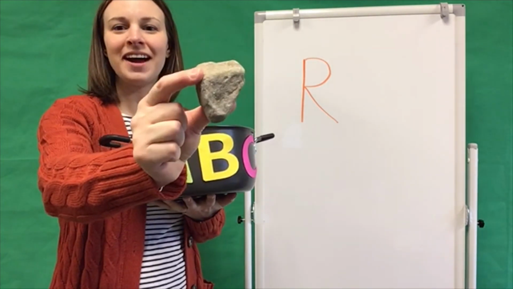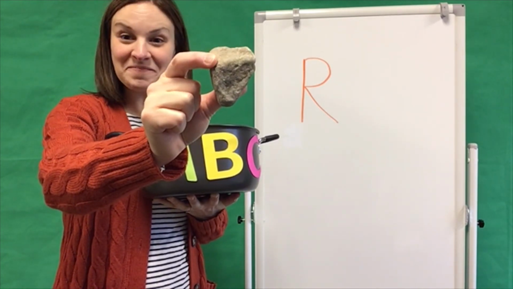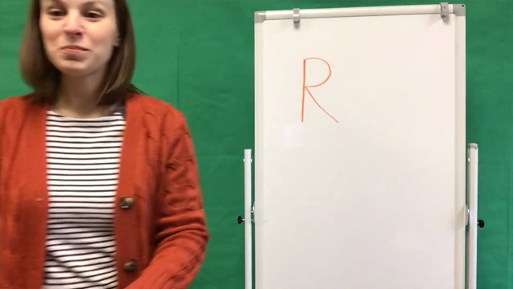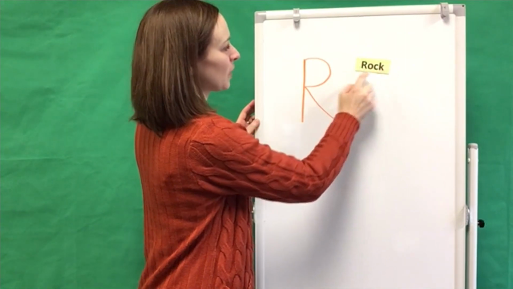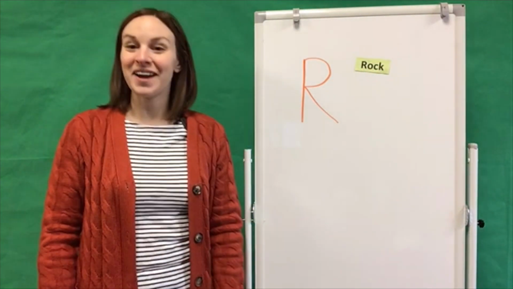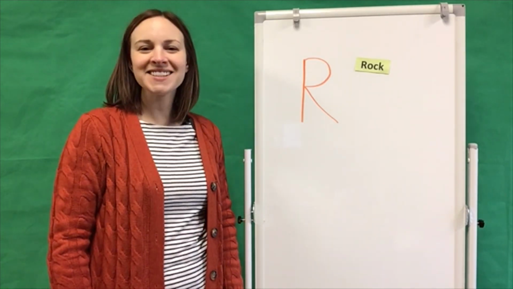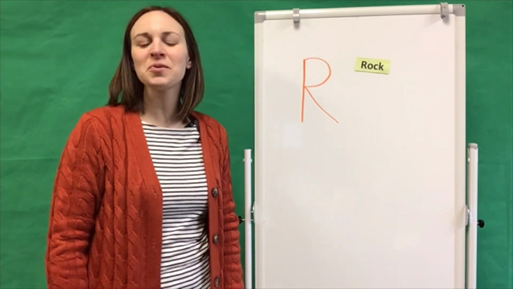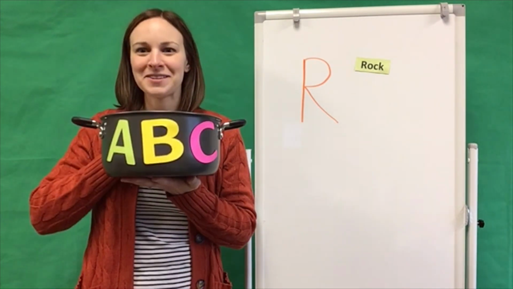We have a rock. Rock starts with R. Let's put our word rock up on the board so we can see it. R-R-Rock. Let's sing hooray for R. Rock starts with R. Let's sing hooray for R today. Rock starts with R. Let's see what else we've made in our soup pot.